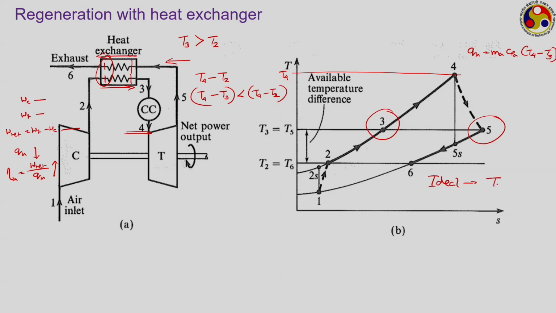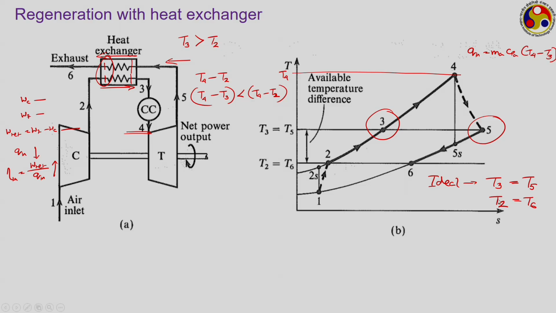In the ideal scenario, you want the air temperature at the end of regeneration to be equal to the gas temperature at the beginning of regeneration, and similarly the gas temperature at the end of regeneration, that is T6, should be equal to the air temperature at the beginning of the regeneration process, or the exit of the compressor, that is T2. This is the ideal scenario, but practically we may not be able to get this, because there may be heat losses present in the system, and also we need to have a certain amount of temperature difference between the air and gas, so that we can facilitate the heat transfer.